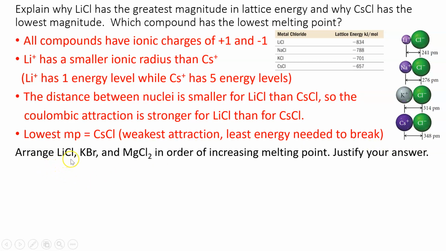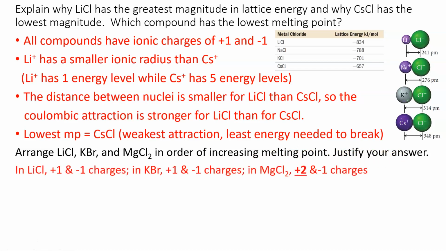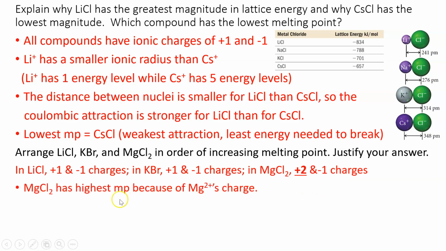All right, we want to arrange LiCl, KBr, and MgCl2 in order of increasing melting point and justify our answers. In LiCl, we have a +1 and -1 charge. In KBr, we have +1 and -1 charges. And in MgCl2, we have a +2 charge and -1 charges. So MgCl2 has the highest melting point because of magnesium's +2 charge. It has a greater charge, a stronger attraction.